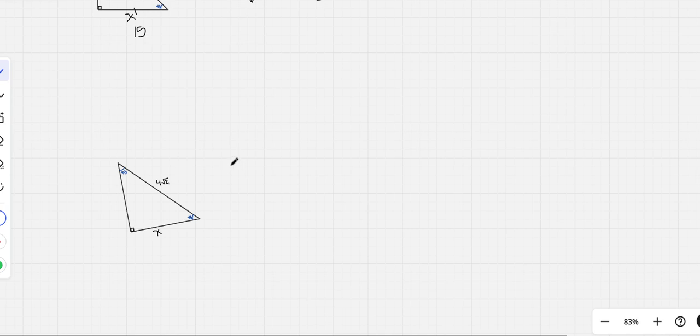Here we have 4 square root of 2. So we know that x is going to equal 4 square root of 2 divided by the square root of 2. Cancels. So x is equal to 4.